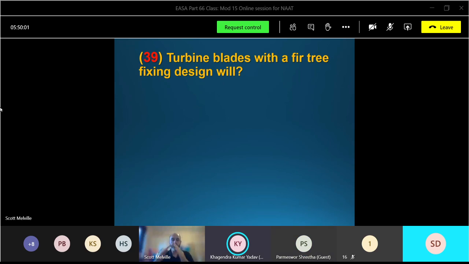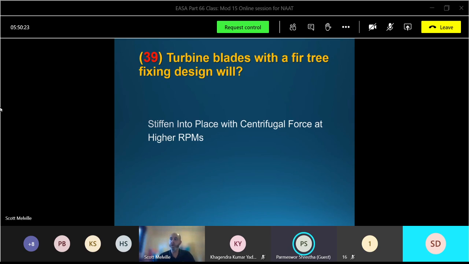Yeah. Each little serration will take a little bit of load, and it will stiffen into place, because centrifugal force will try to pull the blade out of the disc. So those little serrations spread the load nice and evenly. As I said before, a little 2-ounce blade, when it's getting spun fast enough, is almost getting about 2 tons of pressure. So in other words, it will stiffen into place with centrifugal force at high RPMs. And you correctly said it will spread the load.